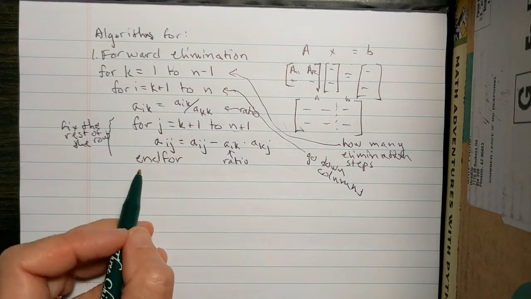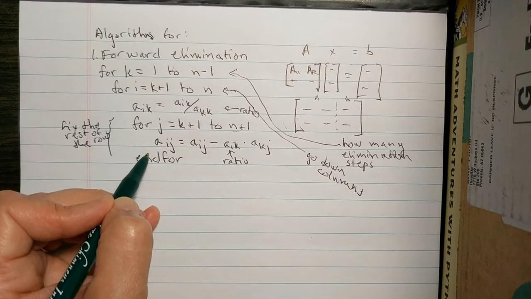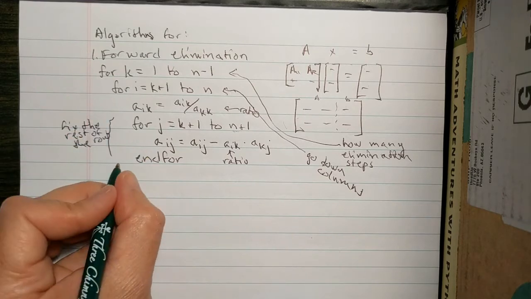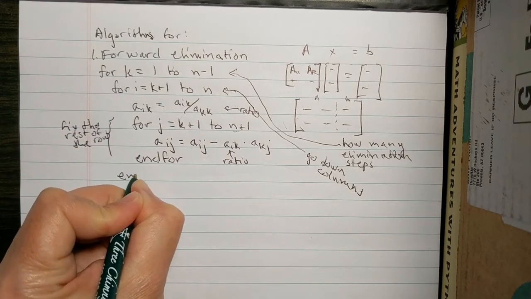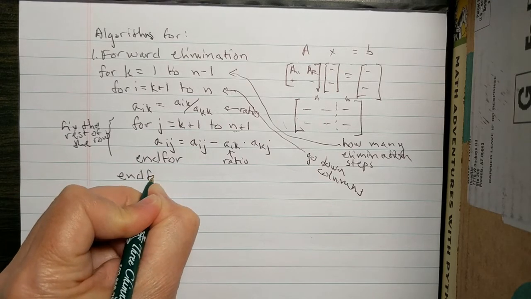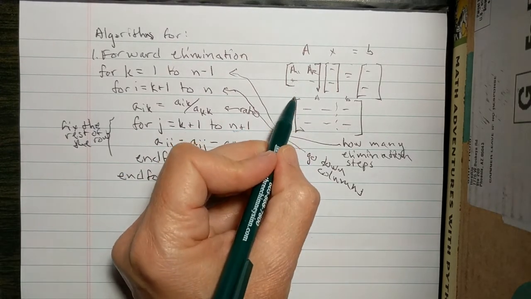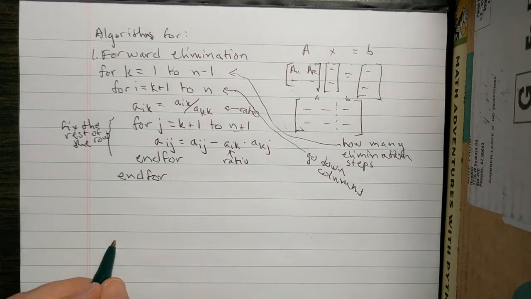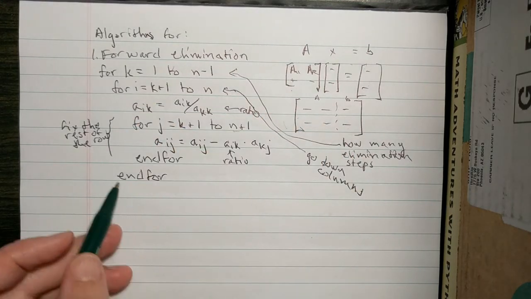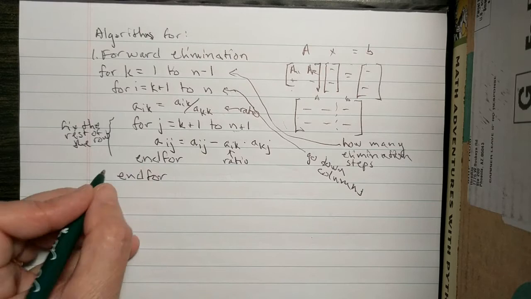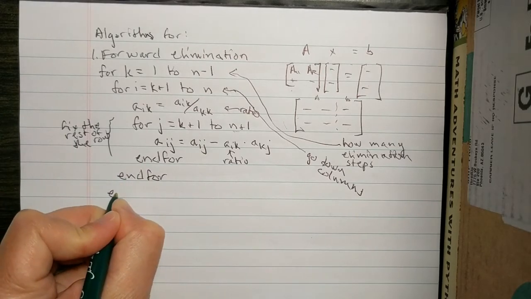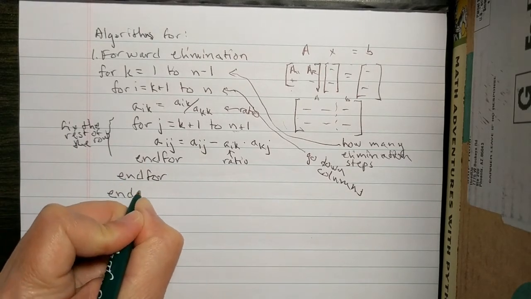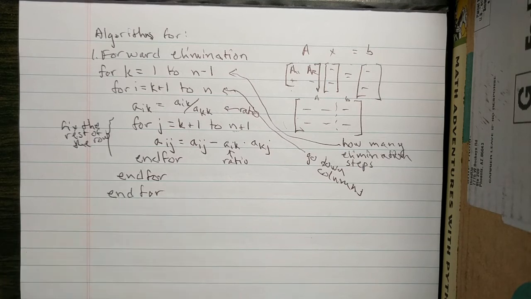And then it's time to go, you've finished this row, now you need to get to the next one and zero out the next spot below whichever elimination step you're on. Okay, and once you get all of your elimination steps done, you are done. Okay, so that's forward elimination.